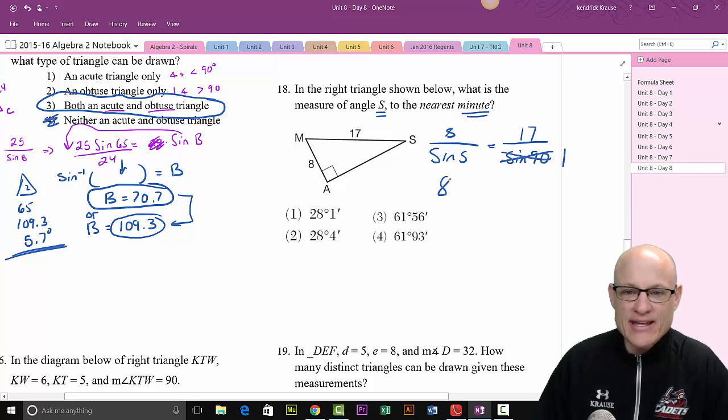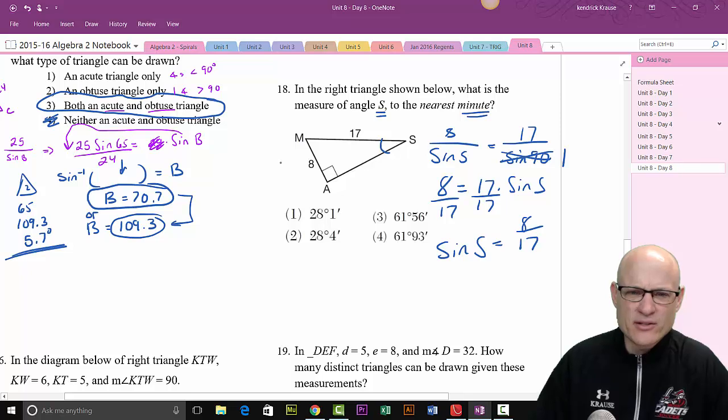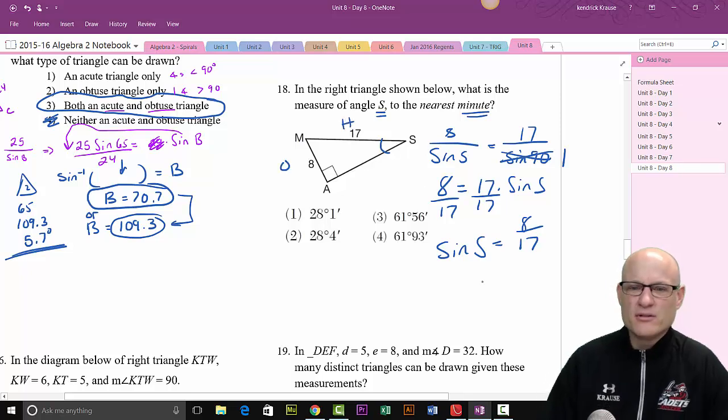So 8 equals 17 times the sine of S. Divide by 17, divide by 17, and I get sine of s is equal to 8 over 17. And some of you are thinking to yourself, well, isn't the sine of s equal to opposite over hypotenuse? Yep, there it is right there. Another way of doing it, kids. Law of sines is the same as what we were doing before.